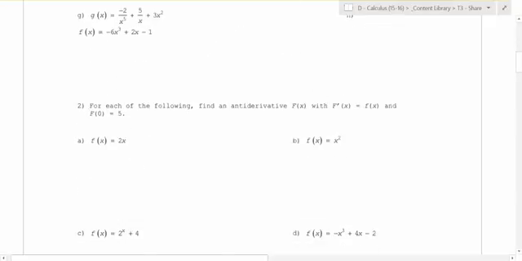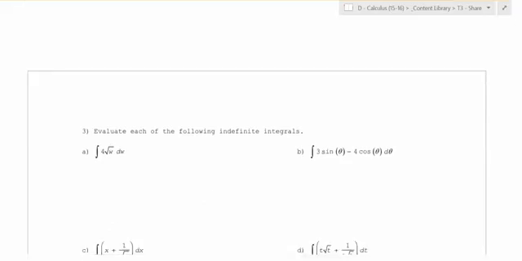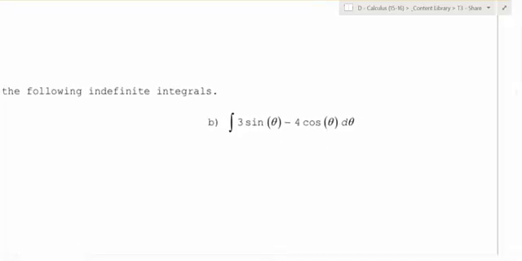The other side of the room, 3b. Okay, let's talk about 3. So for 3b on this, you're trying to find the antiderivative of this. So another way to answer that question is, this right here is the derivative of what? That right there is the derivative of what? And this is where you need to remember some basic trig derivatives.